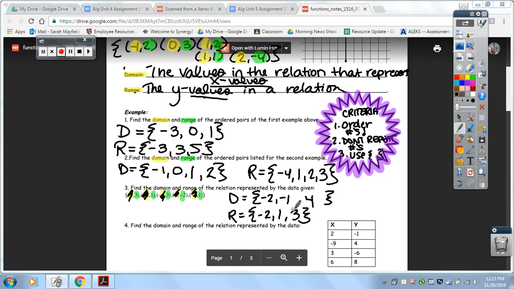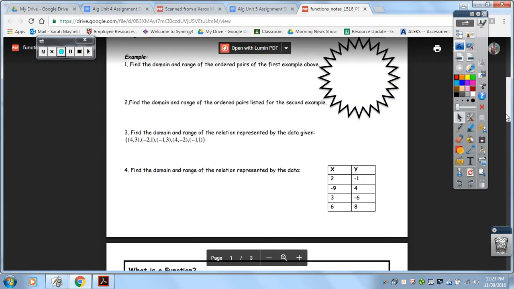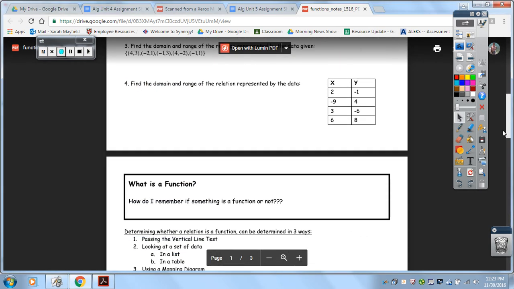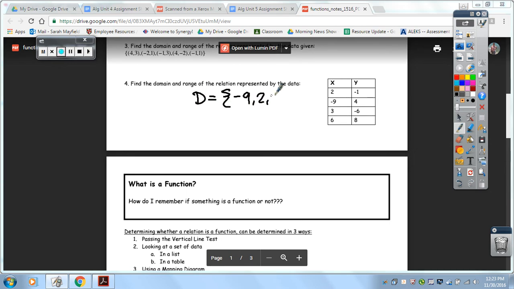Okay. So now let's look at the last example. When we have a table, life becomes really nice, because these are all your x values, these are all your y values, so this is your domain, this is your range. It makes life so much easier when it's a table. So D equals -9, 2, 3, 6. Range equals -6, -1, 4, 8.